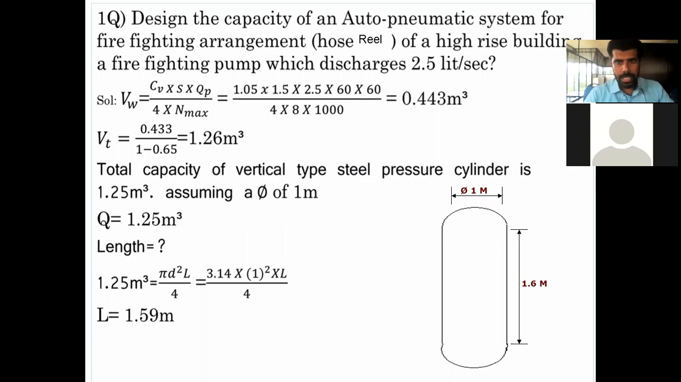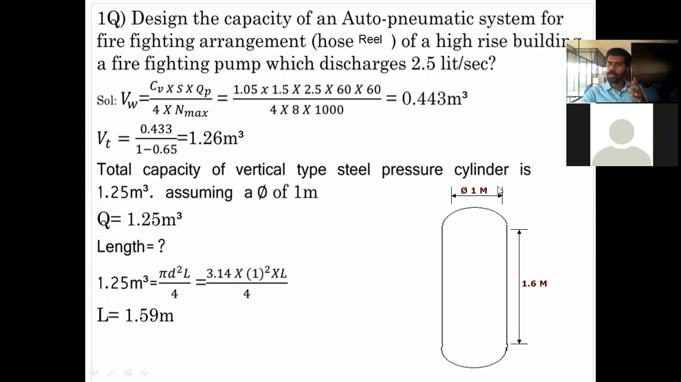We got the tank capacity as 1.25 meter cube. Next, in order to know the height, if you are taking a round steel tank, you can assume the diameter as 1. According to that, the length will change. Here I have taken 1 meter as the diameter, so according to that, 1.6 is the height. If you give 0.5 meter, according to that, the length will increase.